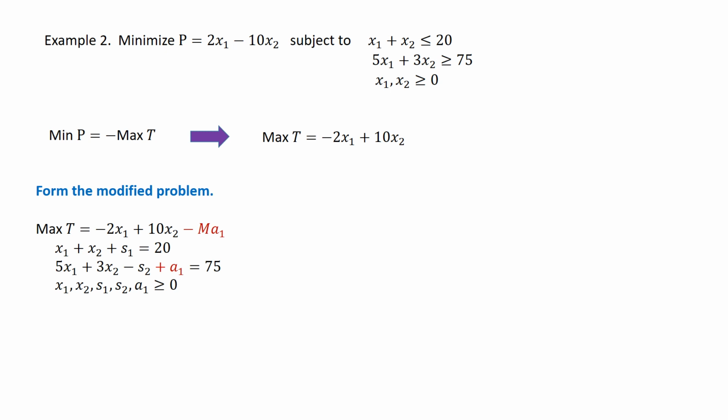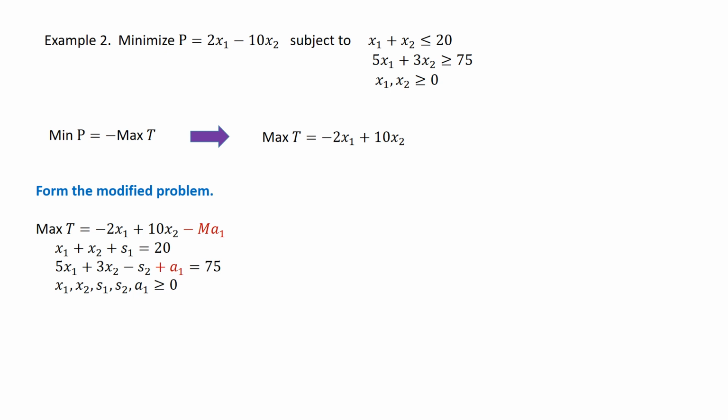So the first constraint is a less than or equal, so we add a slack variable. So this becomes x1 plus x2 plus s1 equals 20. The second constraint is greater than or equal, so we subtract a surplus and add an artificial. So this becomes 5x1 plus 3x2 minus s2 plus a1 equals 75. Now, because I added an artificial, I must subtract m times the artificial from the objective. So my new objective function is t equals negative 2x1 plus 10x2 minus ma1.